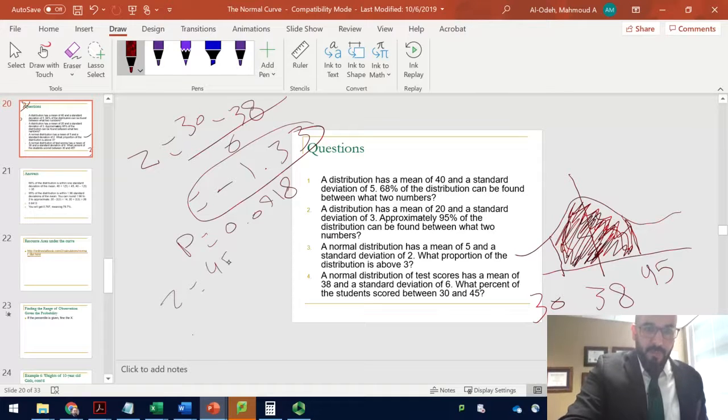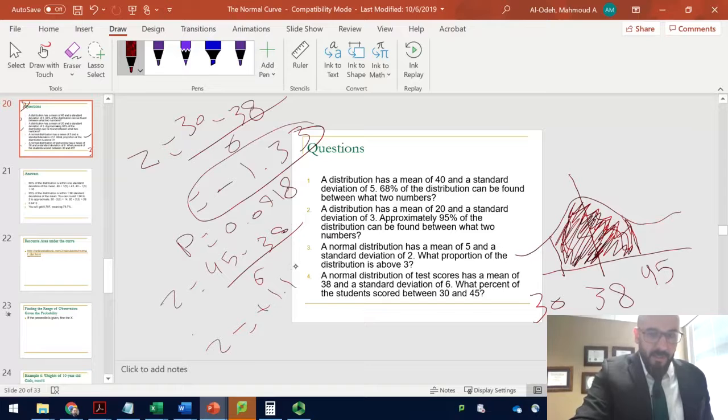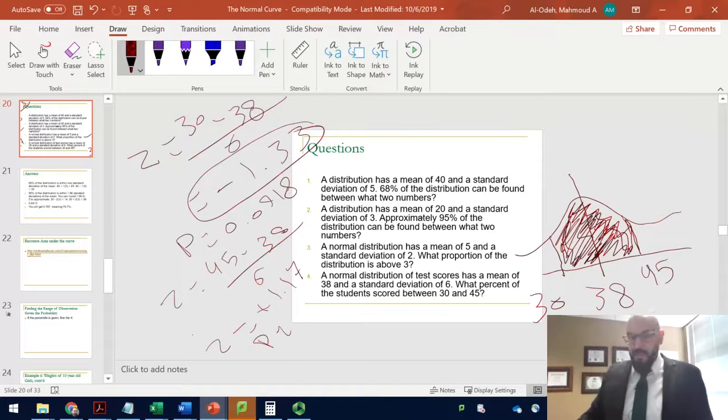Z equals 45 minus 38, the mean, divided by the standard deviation of 6. And that would give you a Z equal to positive 1.17. Now let's find the P. What would be the P value for this Z score?